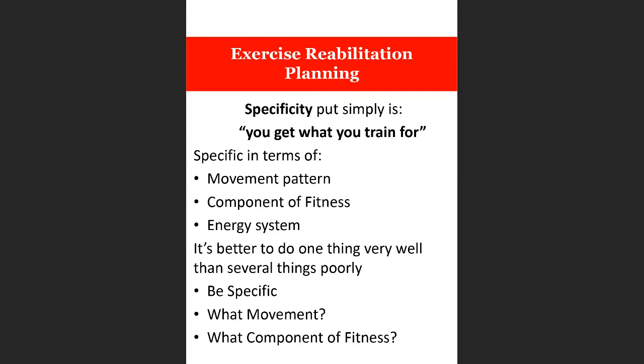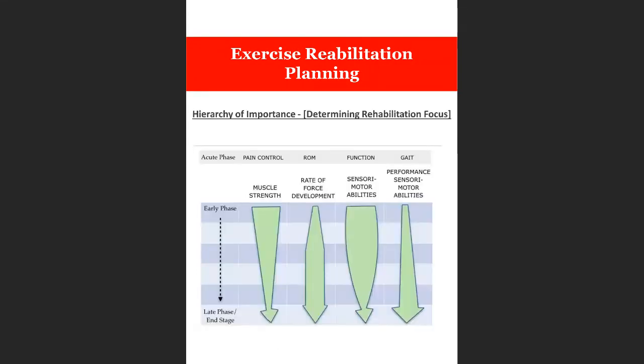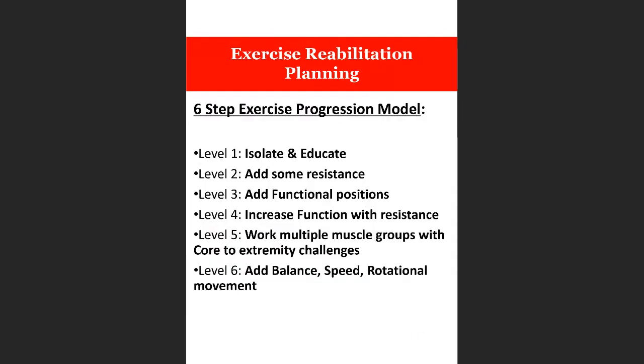Okay, so specificity is basically you get what you train for. And here, we need strength early on, but we need power in late stage. We need balance and proprioception early. We don't really need it at late stage. And we've got performance, i.e. things like speed, we need it much later on. We've already identified that just now.